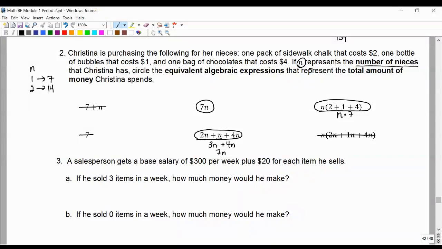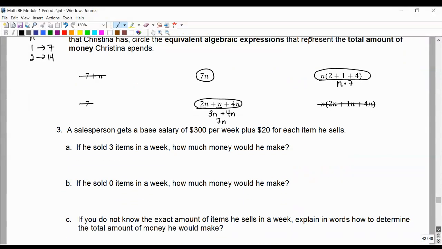Number 3, a salesperson gets a base salary of $300 per week. So base salary means like the starting amount, plus $20 for each item he sells. So that means that we could even kind of make a table. If this person sells one item, this person's going to make $300 plus the $20, which is $320. If this person sells 2 items, they're going to get $300 plus 20 and 20, which is $340.